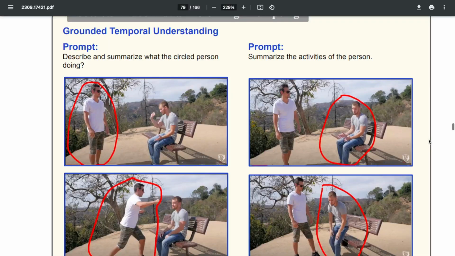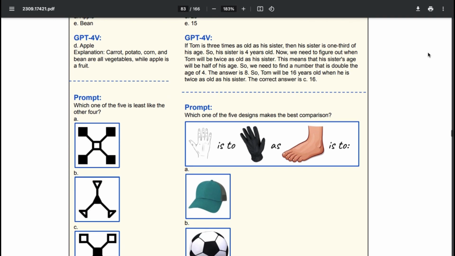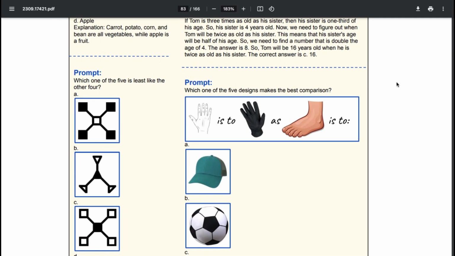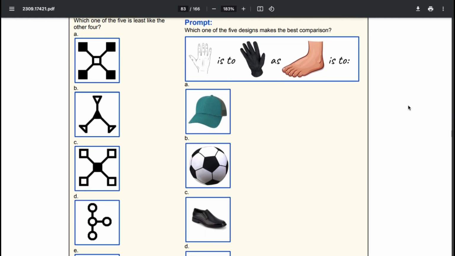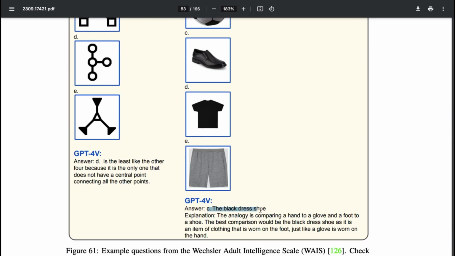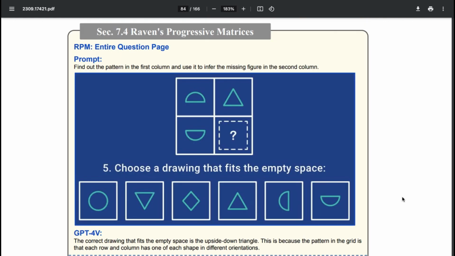Here are some more examples using pointing. Describe and summarize what the circled person is doing. Which one of the 5 designs makes the best comparison? This is to that, as this is to... Answer is C, so it gets that correct. Here are some more examples of reasoning tasks.